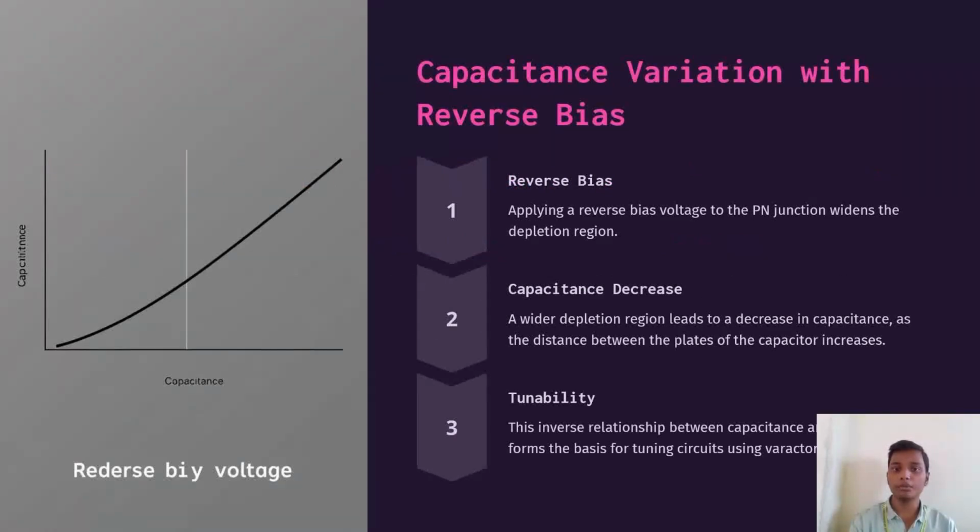Capacitance variation with reverse bias. Reverse bias. Applying a reverse bias voltage to the PN junction widens the depletion region. Capacitance decrease. A wider depletion region leads to a decrease in capacitance as the distance between the plates of the capacitor increases. Tunability. This inverse relationship between the capacitance and the reverse bias forms the basis for tuning circuits using varactor diode.